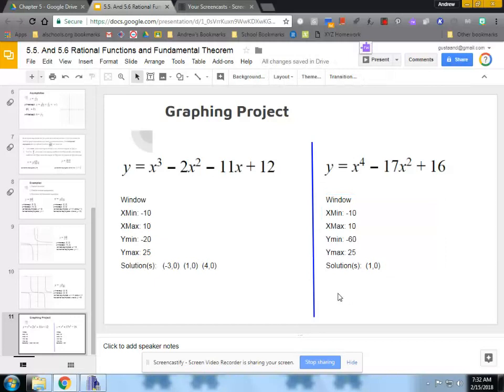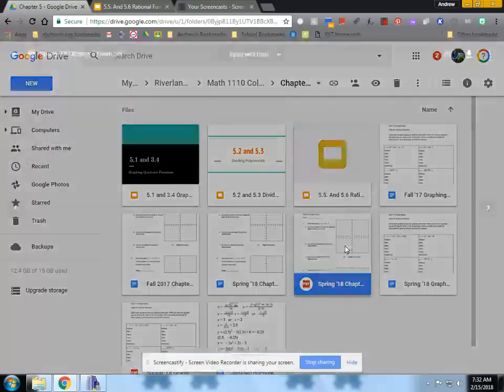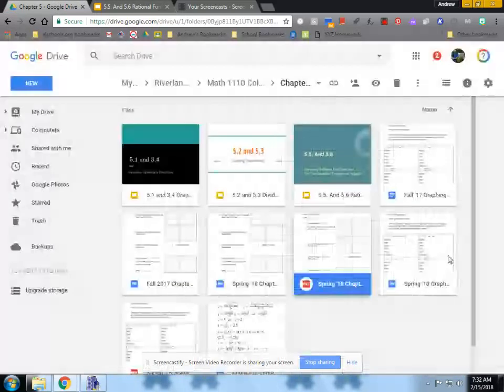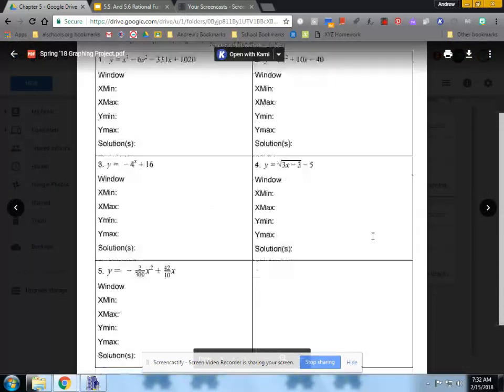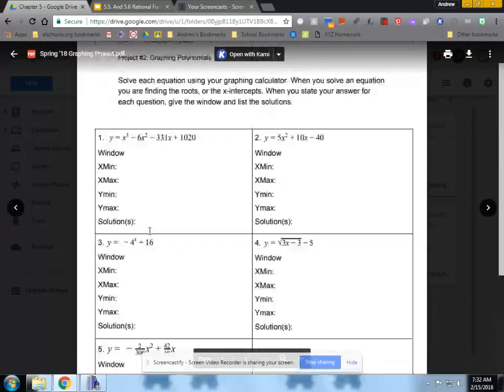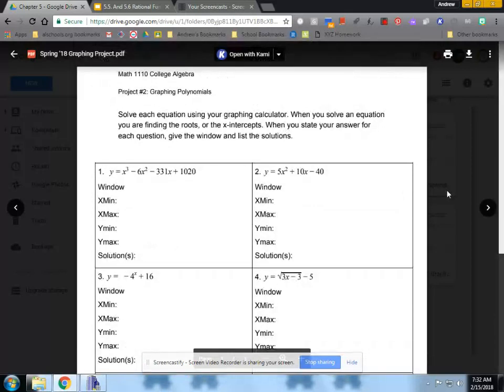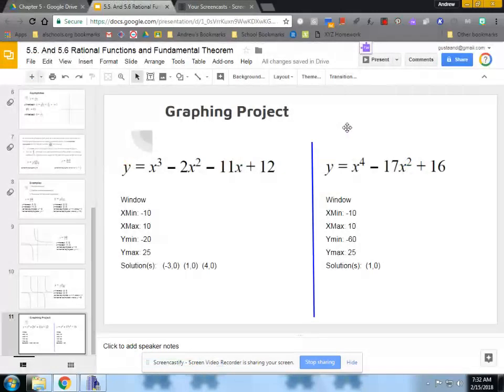Okay, so that's the idea. That's how the project is going to work. This is what the project will look like right here. You're going to have a couple different functions to graph. You're going to window. You're going to find solutions, and that's how it's going to work.